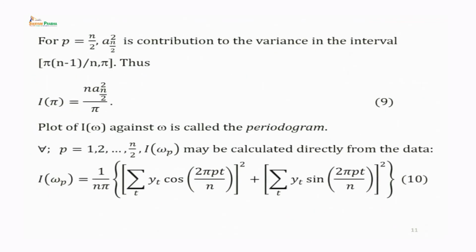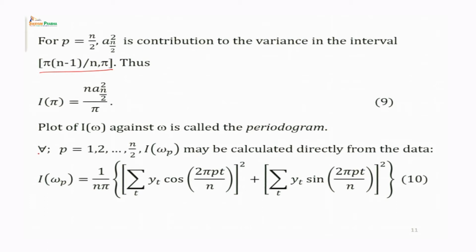And then for p equal to n by 2, a n by 2 square is the contribution to the variance in the interval pi (n minus 1) by n to pi. So, I pi is equal to n a n by 2 square divided by pi, because the width of the interval is pi by n. So, we plot I omega against omega, and this plot is called the periodogram.